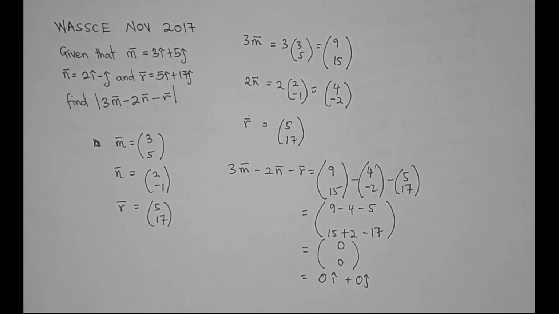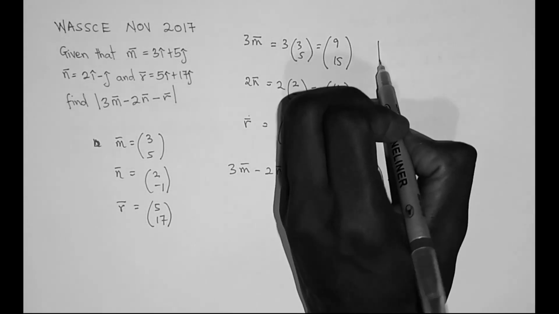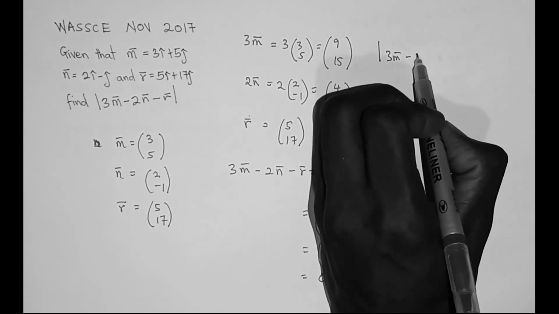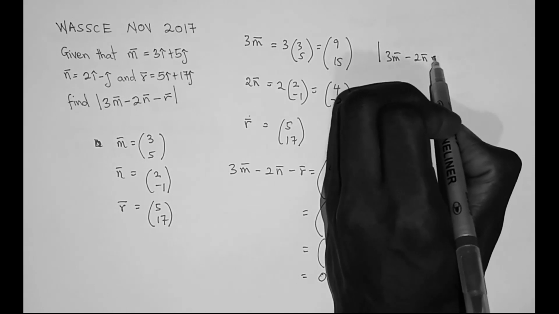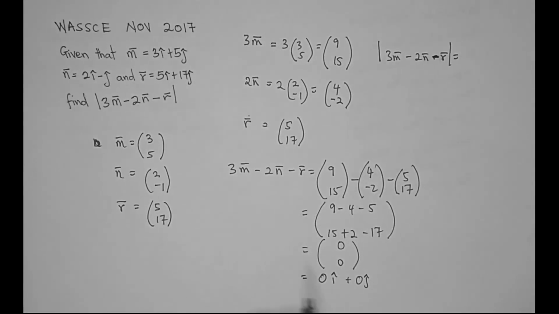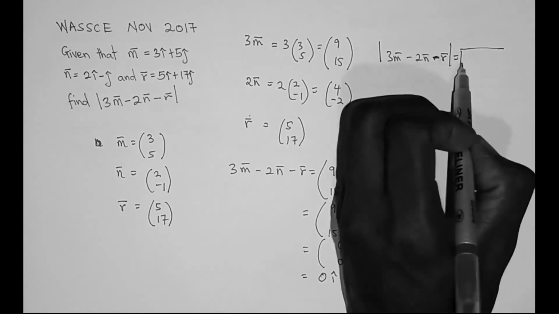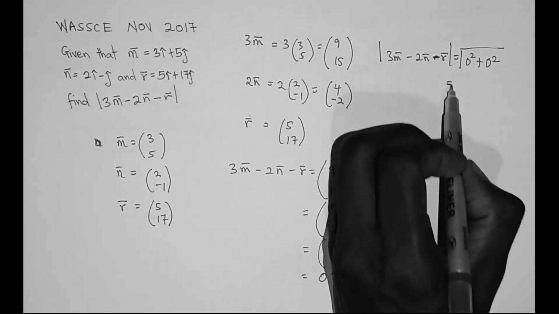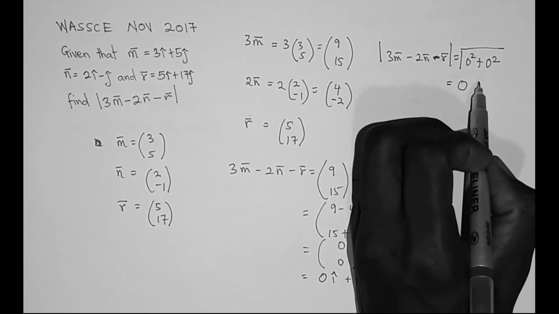But the question said we should find the magnitude of 3m minus 2n minus r. And this is equal to the square root of 0 squared plus 0 squared. And this is equal to 0 units.